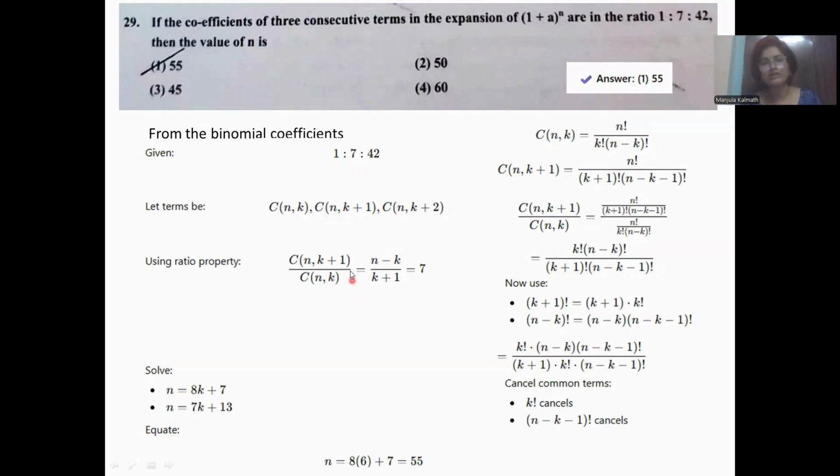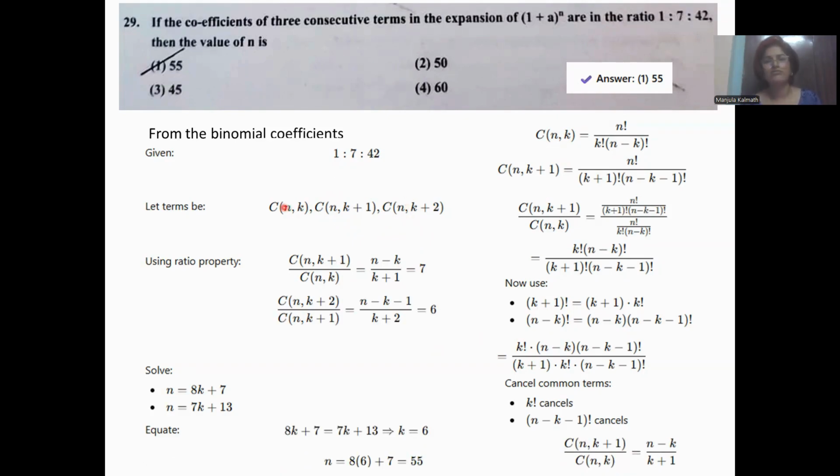And like that, next we considered the first and second terms, and this will be the result. Like that we have to consider the second and third terms: the ratio of the third term to the second term, C of n comma k plus 2 divided by C of n comma k plus 1. When we simplify it, going through all these steps as shown, we get the simplified result. Here the ratio will be 6. That is 7 times 6 is 42.